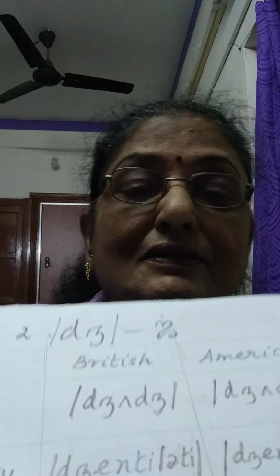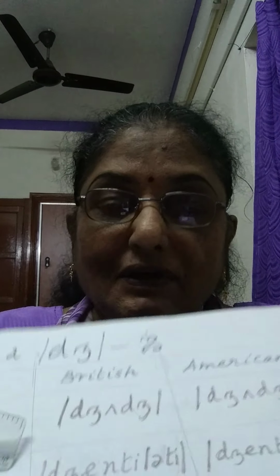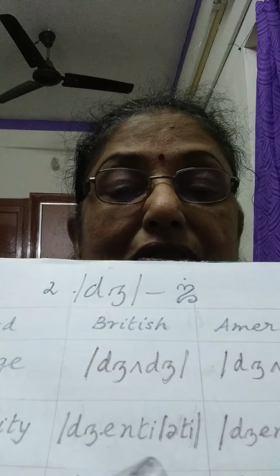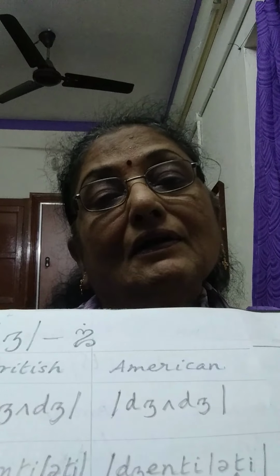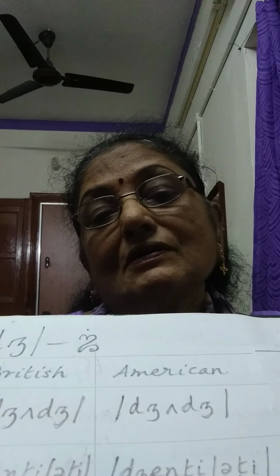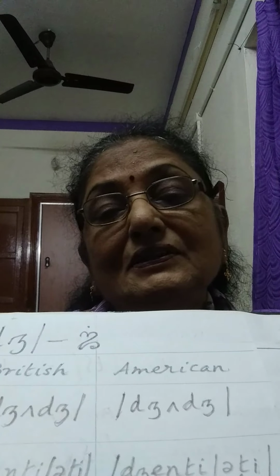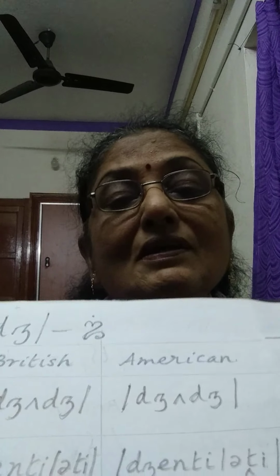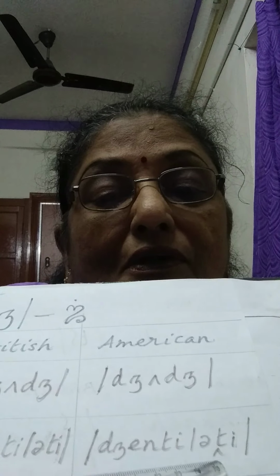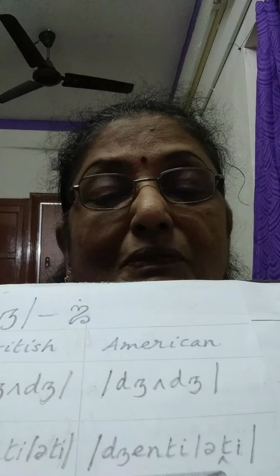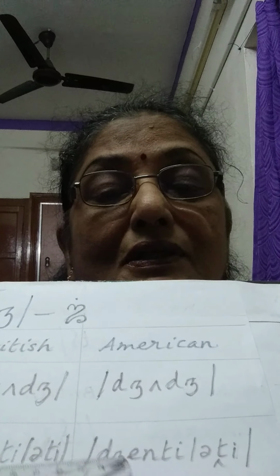Gentility. The spelling is like that, but we have to pronounce it as gentility. Americans also pronounce this in the same way, but the T is pronounced in a sort of flapping way, that is D. They don't say it with a hard T. That's why one symbol is put here to show that the T should be pronounced in a soft way, like D.